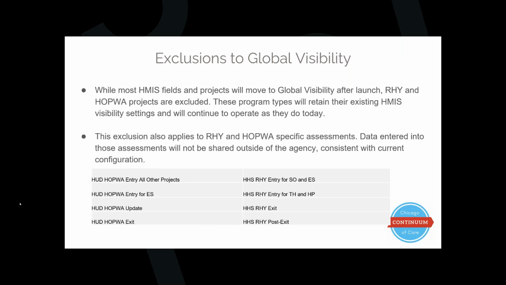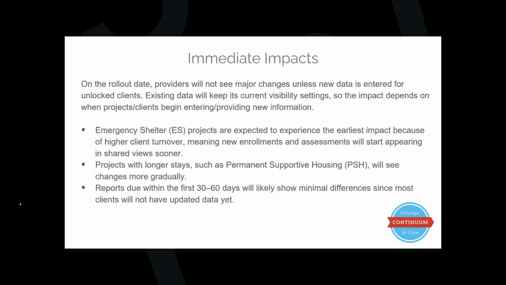So, immediate impact. On rollout day, providers will not see major changes unless new data is entered for unlocked clients. Existing data will keep its current visibility setting, so the impact depends on when projects begin entering new information. Emergency shelter projects are expected to experience the earliest impact because of higher client turnover, meaning new enrollments and assessments will start appearing in shared views sooner. Projects with longer stays, such as permanent supportive housing, will see changes more gradually.